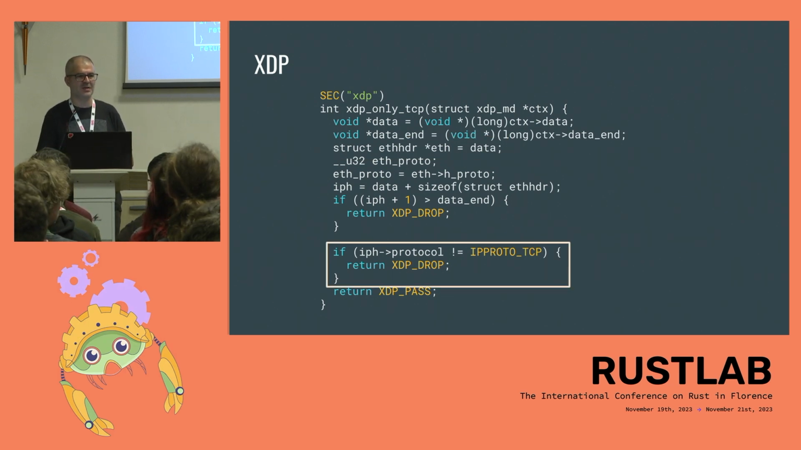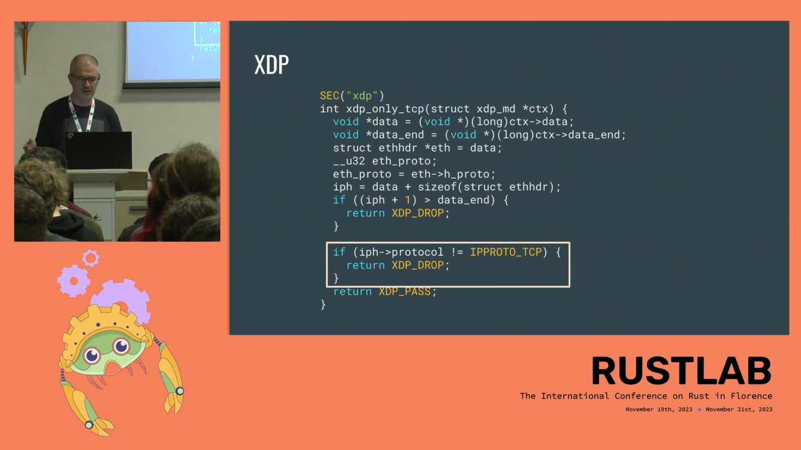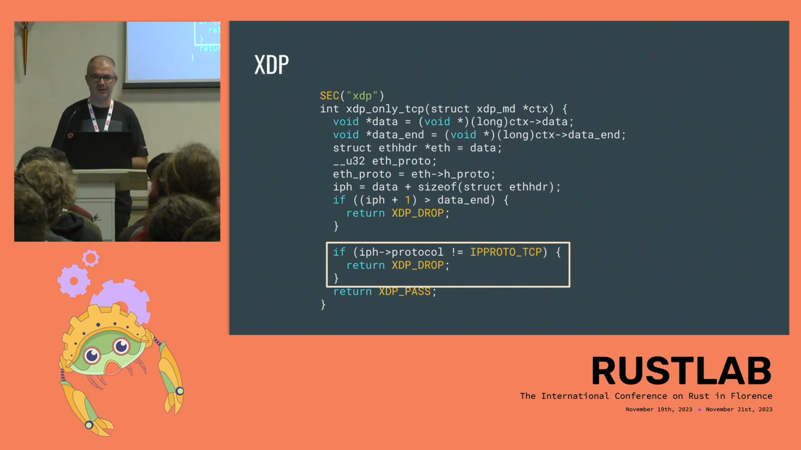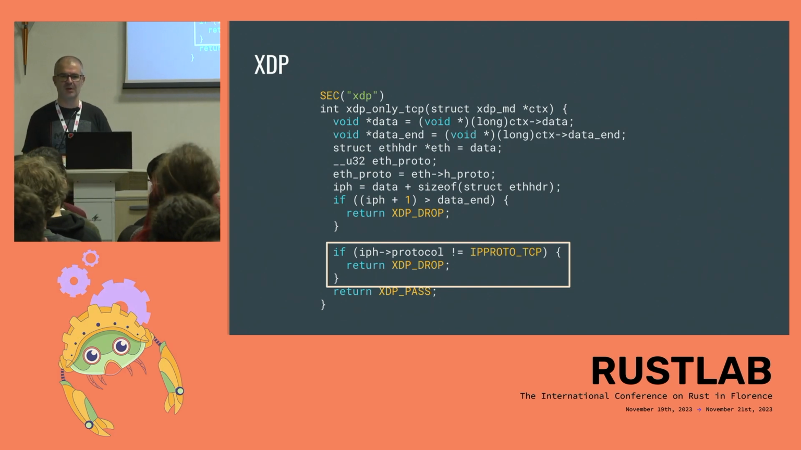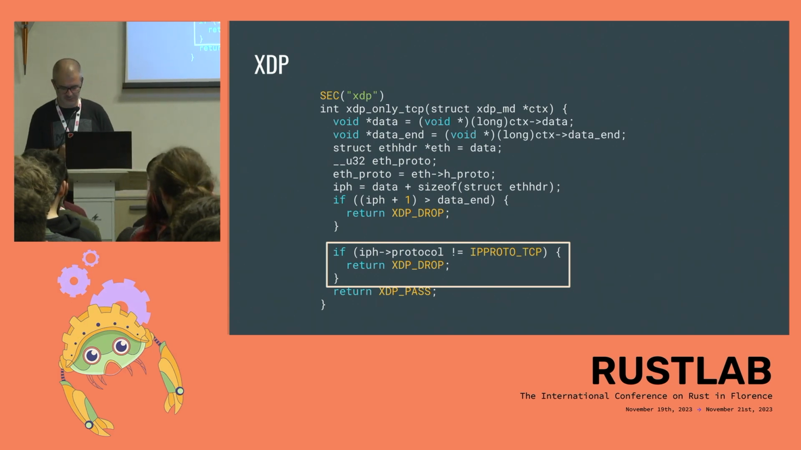In this case, it's quite simple. I just check for the type of the protocol, and if it's not TCP, I will return drop, which tells the kernel to drop the packet. But we could also do something like redirect and change the source IP and the destination IP and send it to some other host, for example. So it's really, really super powerful.